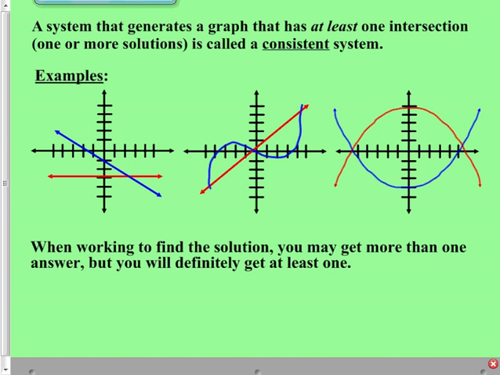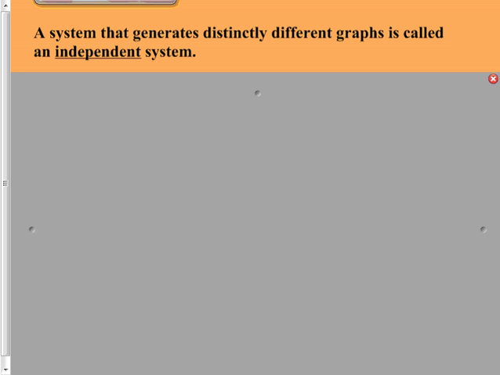When you are working to find the solution to systems like this, you may get more than one answer, but you definitely get at least one answer. Another possibility for categories is independent systems. An independent system is a system that generates distinctly different graphs. That is called independent.